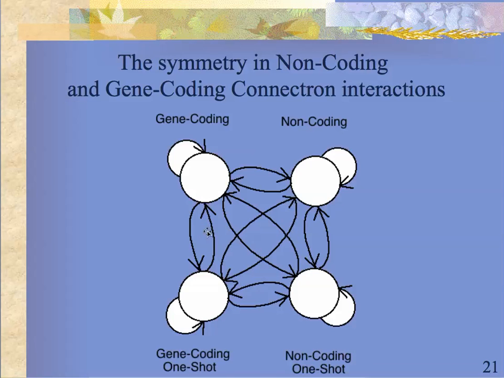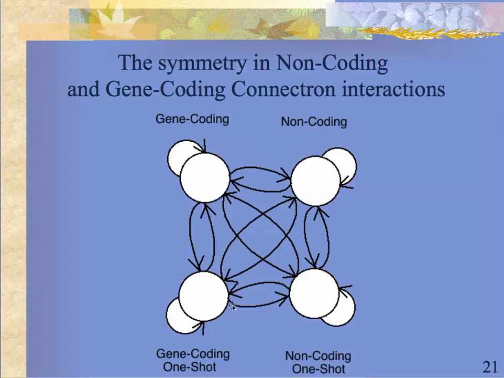So this is the complete logical diagram. That is, these are the gene coding transcription elements, and they can affect other gene coding transcription elements. And the same with the non-codings. They can affect themselves, other non-coding elements, different chromosomes, same chromosome. And of course a non-coding can send a connectron to control a gene coding or vice versa. And then you have these one-shots, the things that turn themselves off, and they can in fact affect other one-shots.